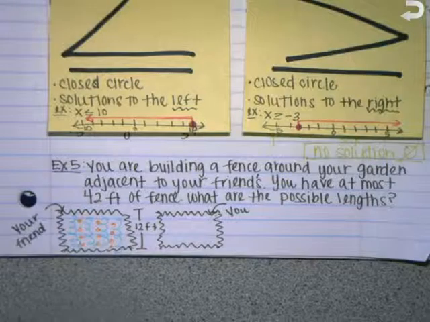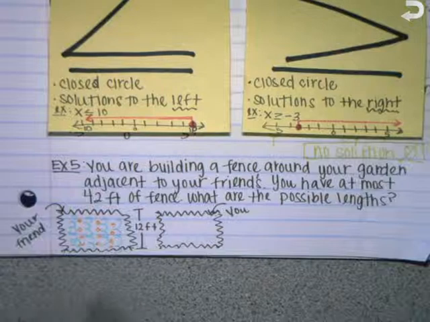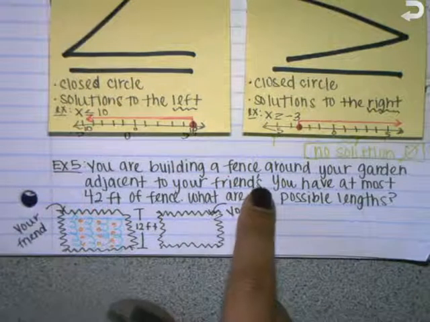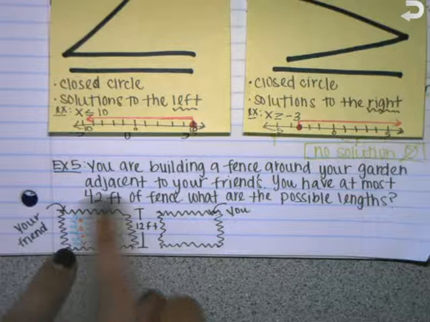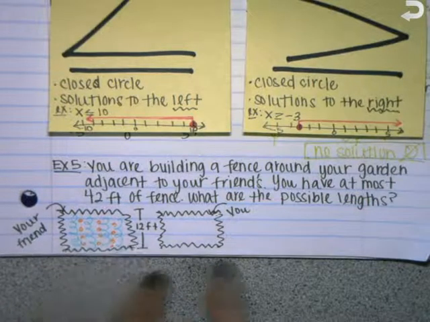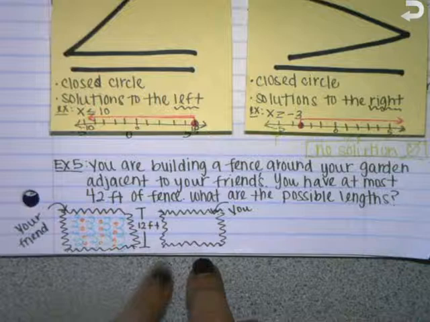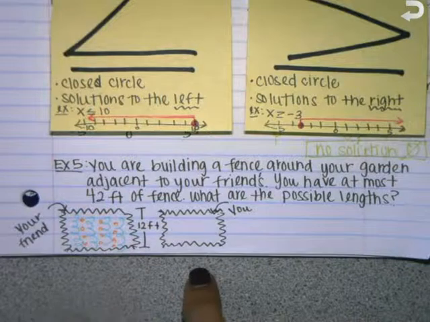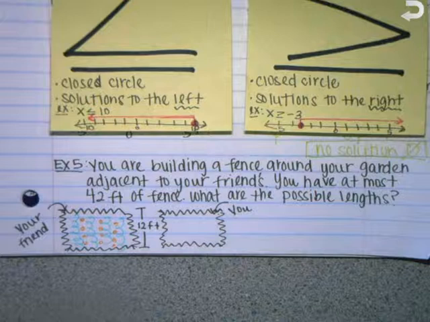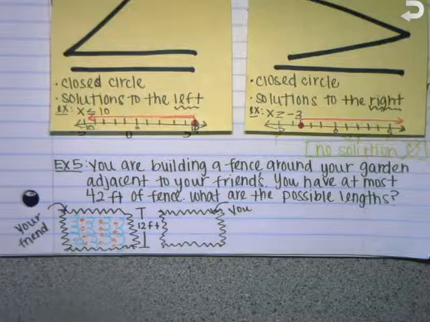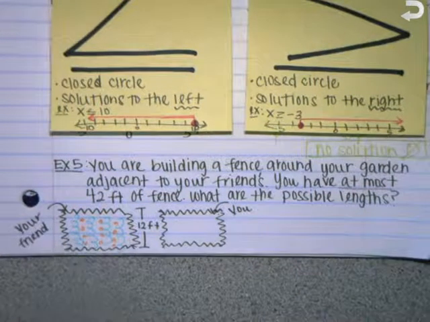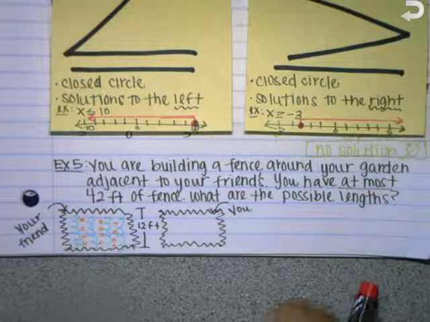All right, so last example is a word problem. You are building a fence around your garden adjacent to your friend's garden. So I drew a little picture. Here's your friend's garden. Theirs has like nice little plants and stuff. And then here's yours. It's empty right now because you haven't started yet. You have at most, will you please underline at most? So you have at most 42 feet of fence. What are the possible lengths of your garden?